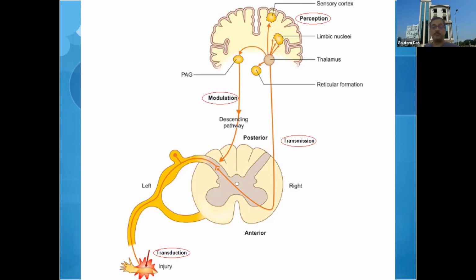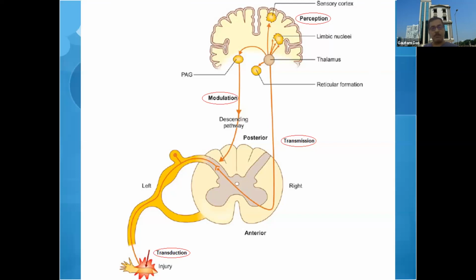Next important area, which we need to know in a little more detail, is your perception. What we have studied in our undergraduate and postgraduate studies is that from the thalamus, these fibers reach the post-central gyrus, and that is your sensory area. When the signal reaches that area, we feel pain. We all know this, but this is an incomplete understanding of perception.